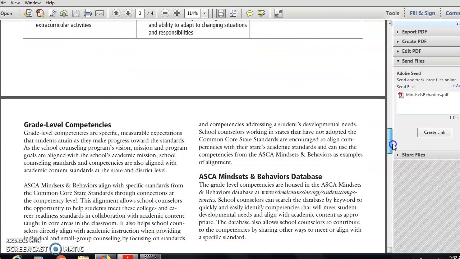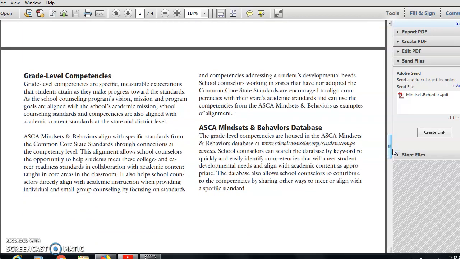The next piece that you'll want to look at is this last little paragraph: ASCA Mindsets and Behaviors Database. This is actually a database that you can go to on the ASCA website that helps you to identify the competencies that are going to be both developmentally appropriate and align with your academic pieces, the content in which you're asked to teach. So hopefully this is helpful.